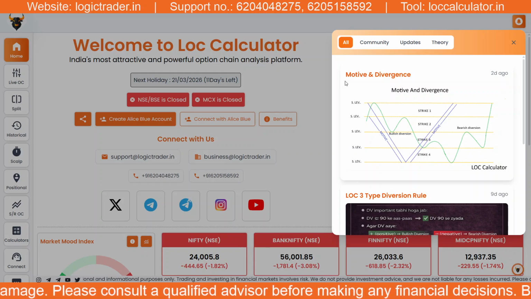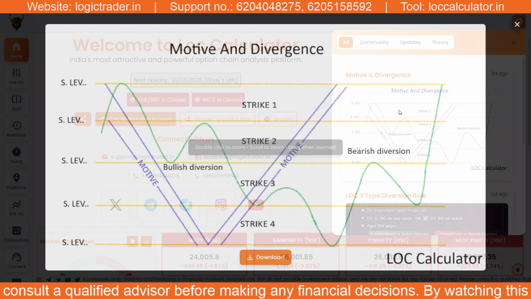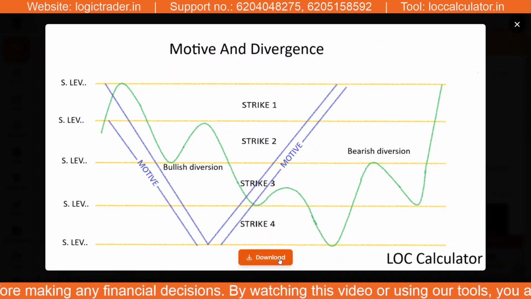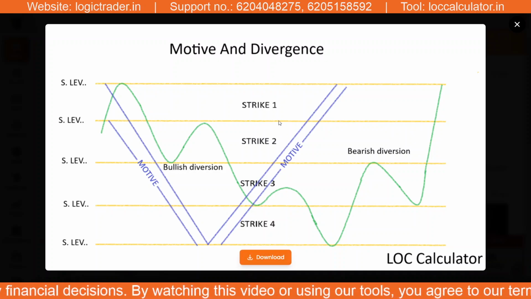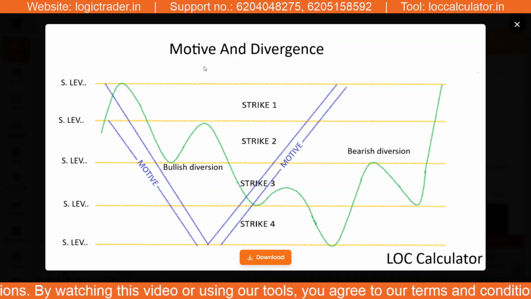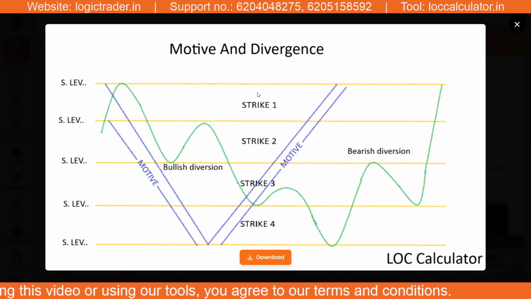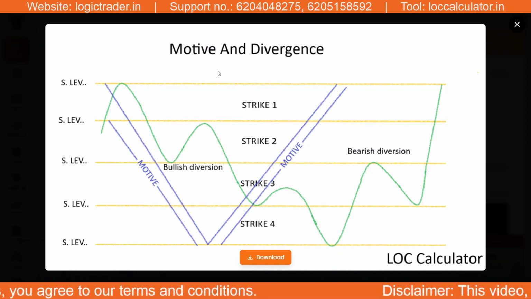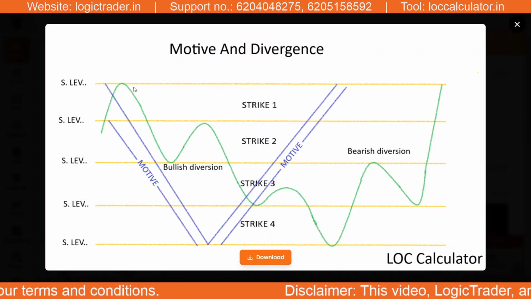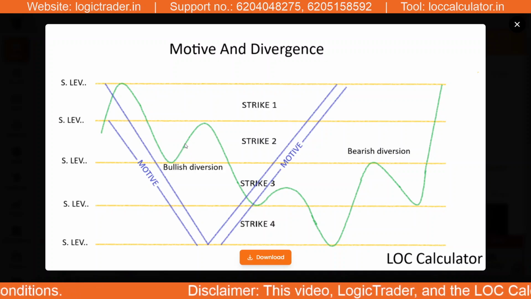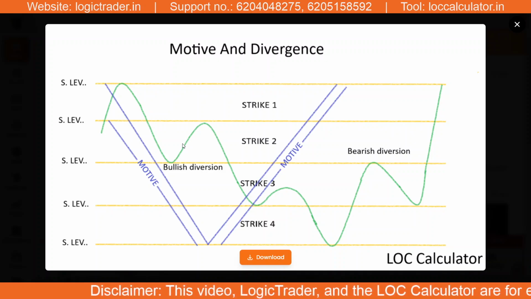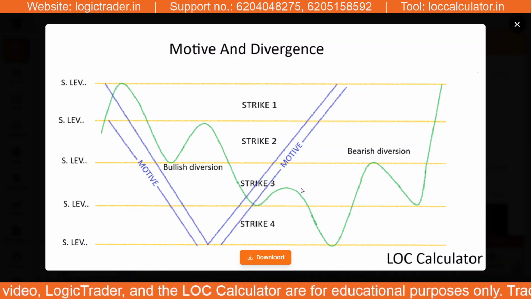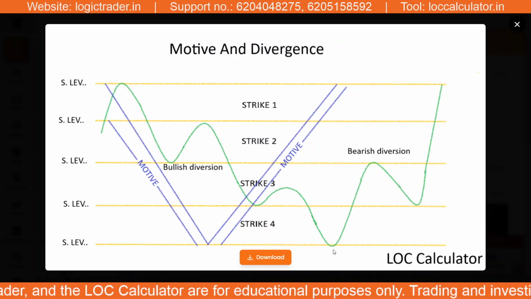Okay, so the first diagram is of motive and diversions. You can also download this diagram by clicking on the download button. In that diagram, you can easily observe what the actual motive of the market is and from which point the motive begins to change. At the same time, it also shows how many times the market diverts before finally reaching its motive.